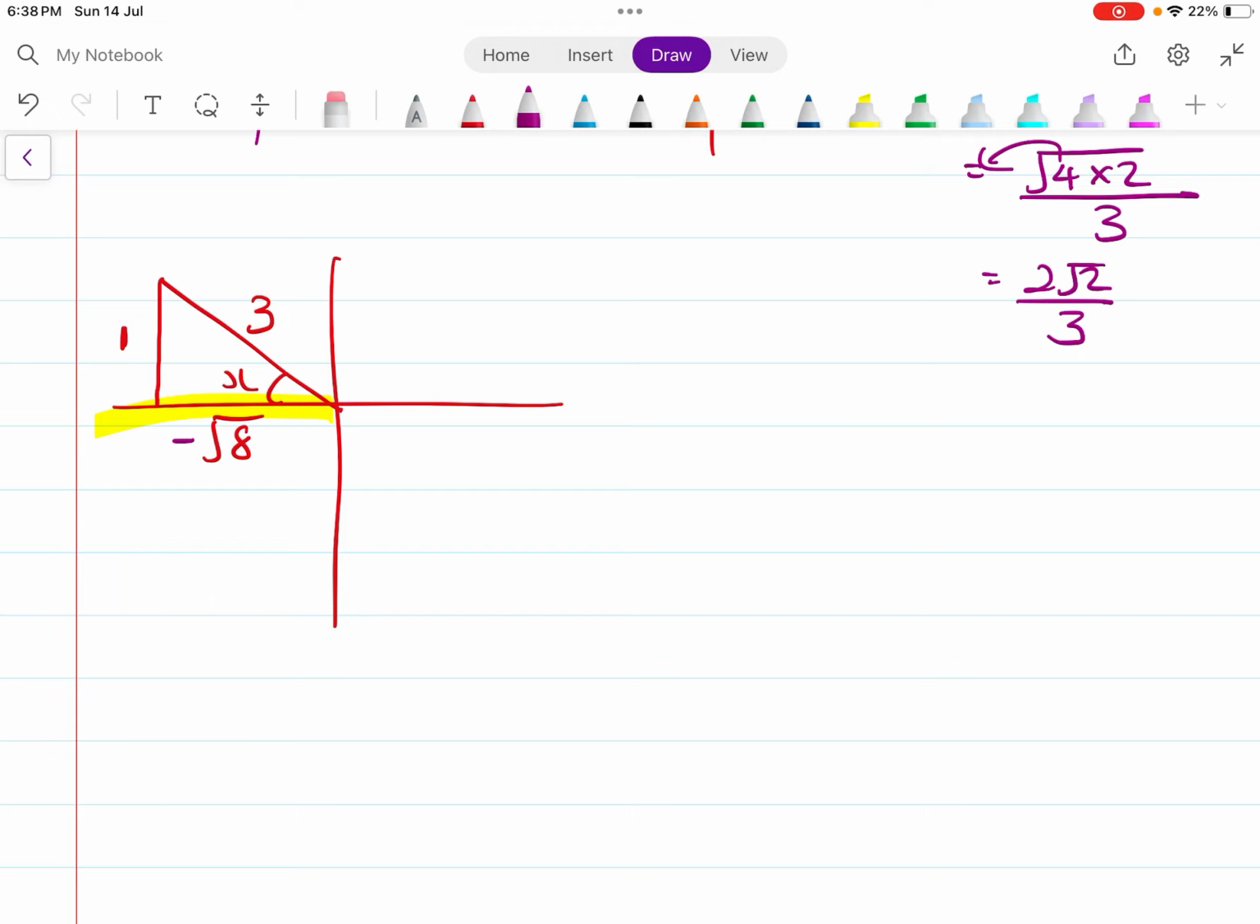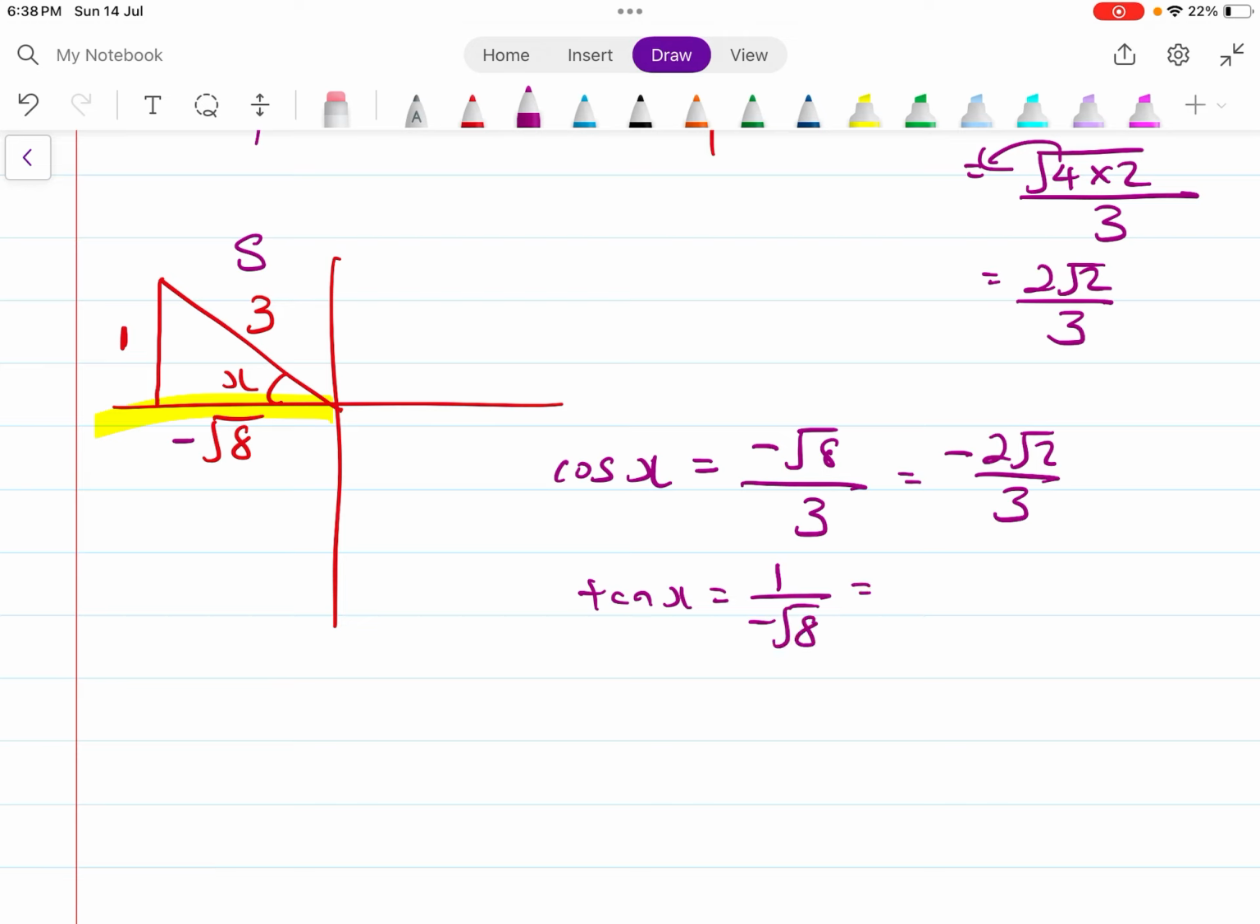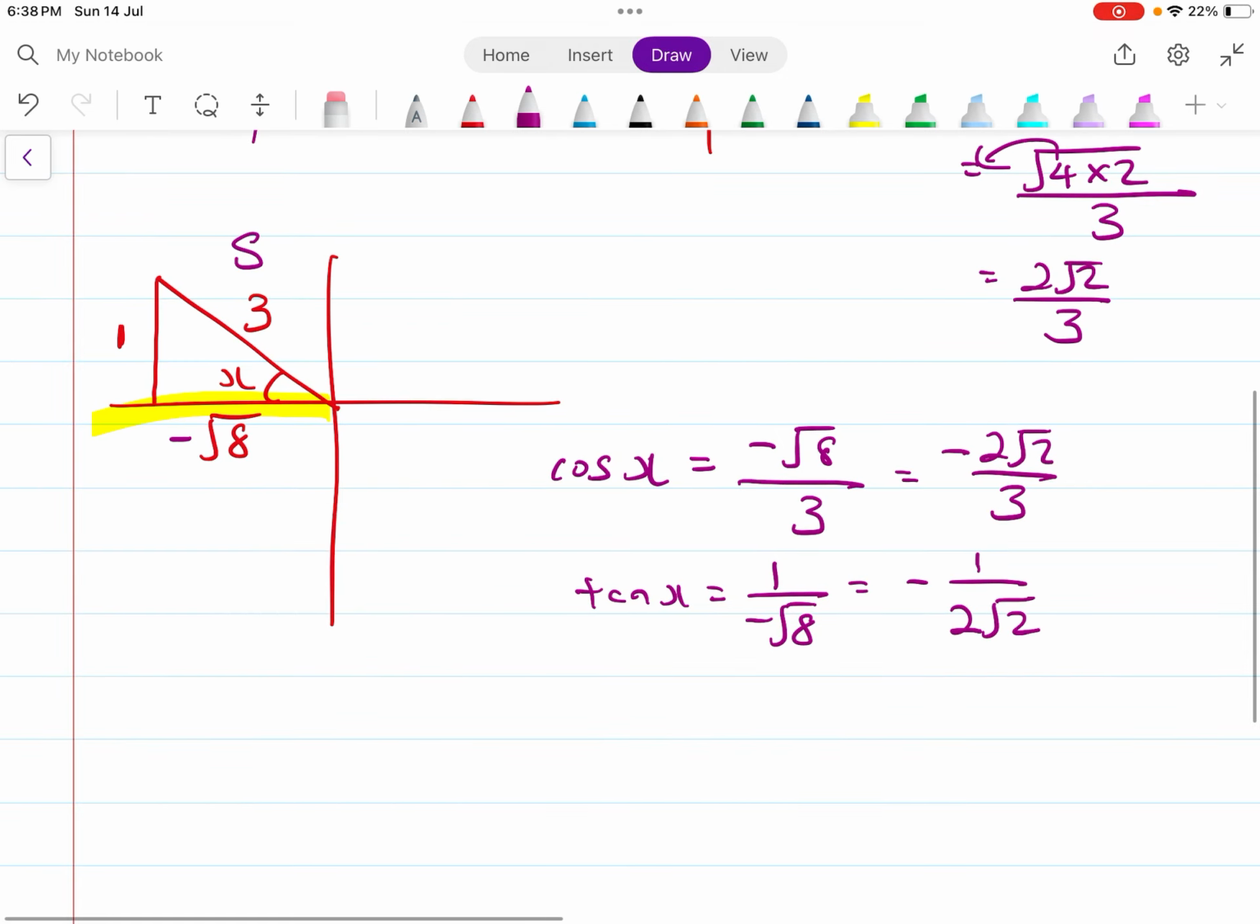Next part will be the second quadrant. Let's write down cosine x. Cosine x is in the second quadrant, the S territory, so it's negative square root 8 divided by 3. You can see it's negative 2 square root 2 over 3. Likewise, tangent x is equal to opposite over adjacent, so this is negative 1 over 2 square root 2. So that is it for the first example.